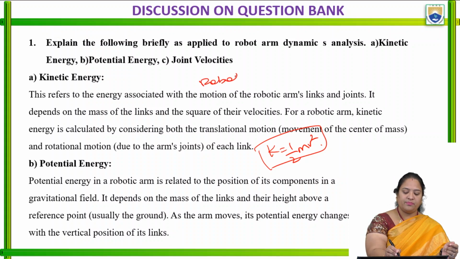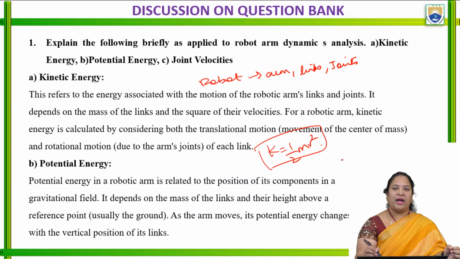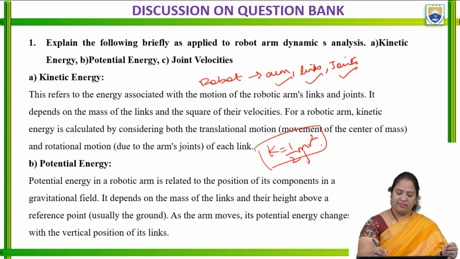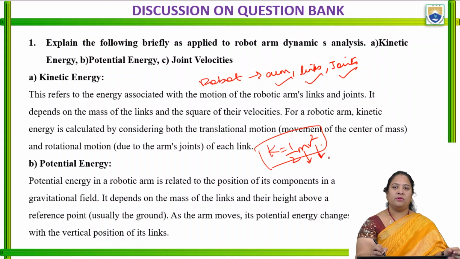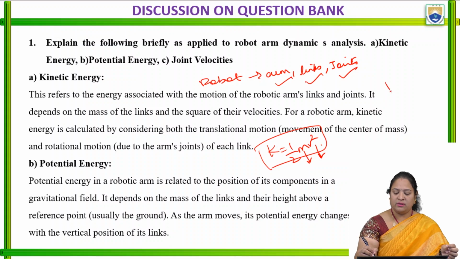When we have a robot's arm, links, and the joints, this particular kinetic energy comes into action. The energy is associated with the motion of the arms, links, and the joints. It purely depends on the mass of the links and the square of their velocities. That is, for a robotic arm, the kinetic energy is calculated by considering both the translation motion as well as the rotary motion of each link.